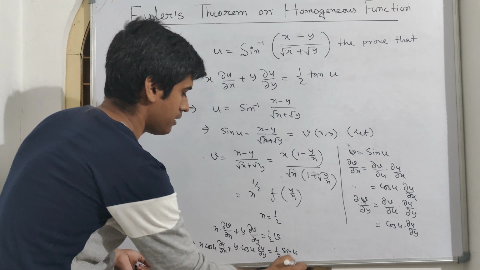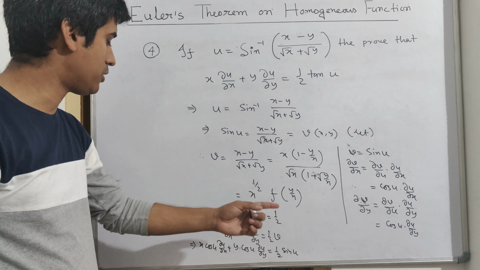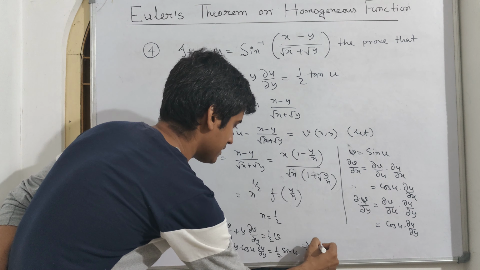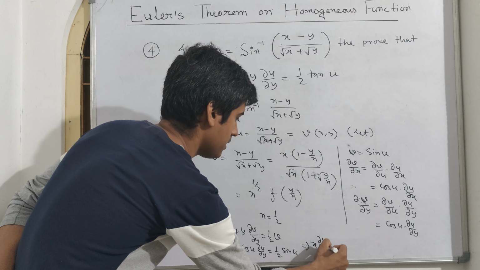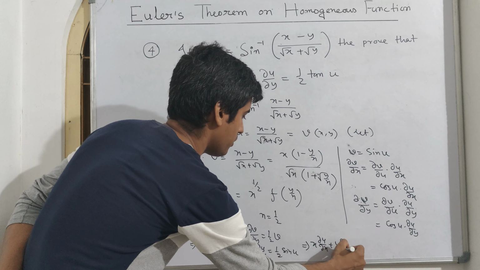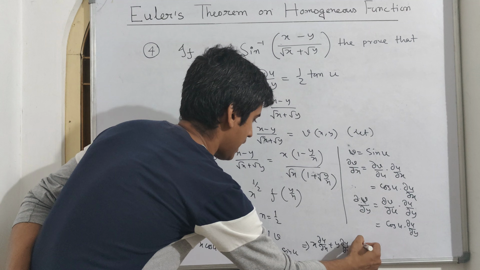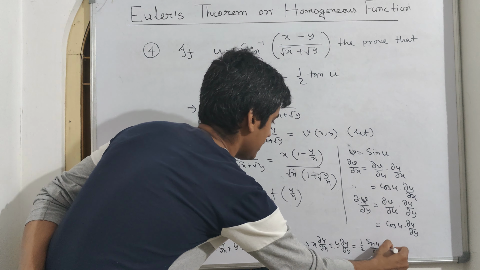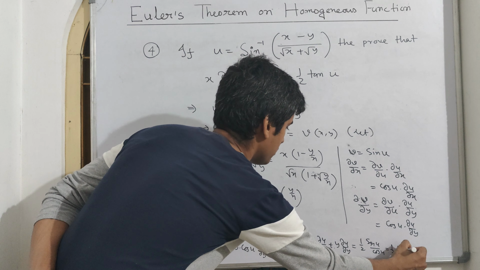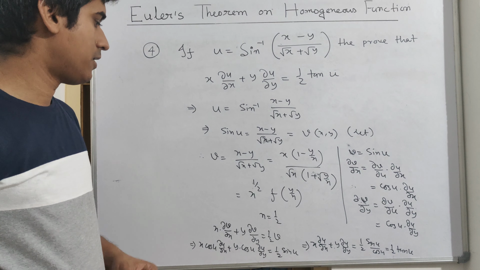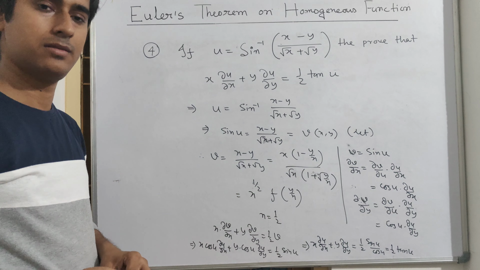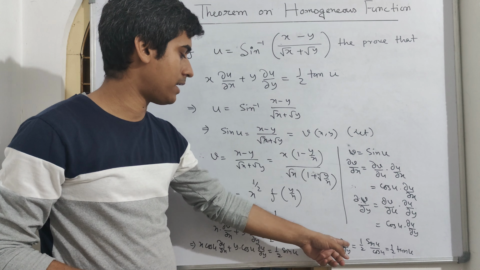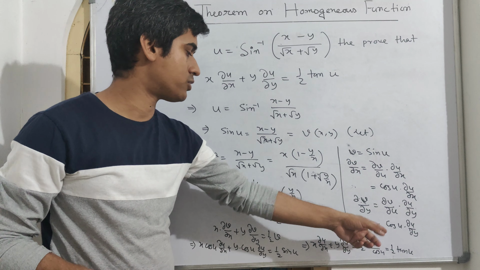Now if we divide the whole equation by cos u, the equation will be x ∂u/∂x + y ∂u/∂y equals half sin u/cos u, that is half tan u. So our question is solved, as we have proved that x ∂u/∂x + y ∂u/∂y equals half tan u.